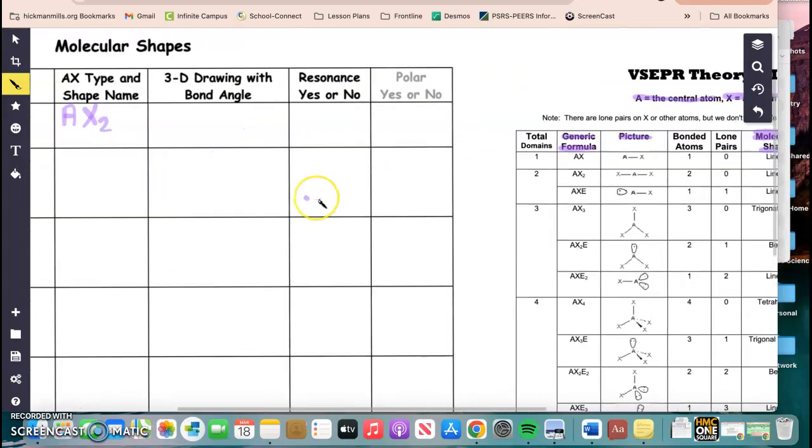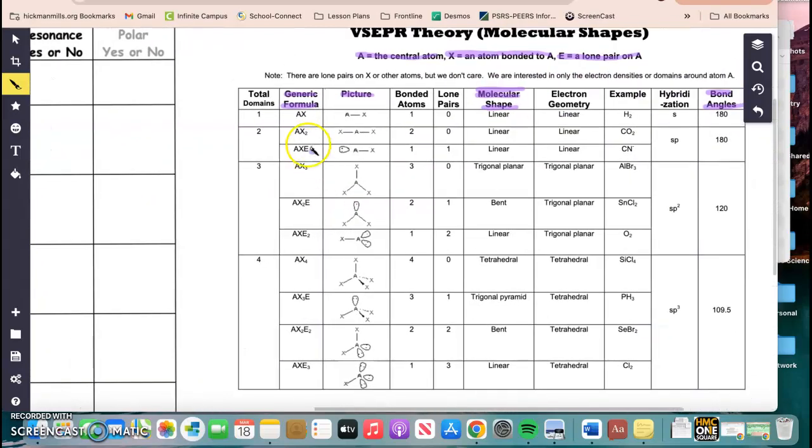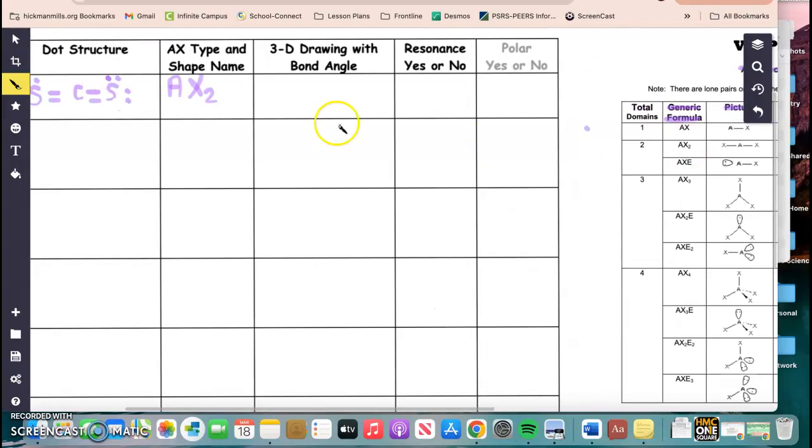So AX2, we're going to come back over to our chart here. We have AX2 right here. That gives us a linear shape, which provides us this 3D model, and it tells us that the bond angle is 180. So our shape name is going to be linear.